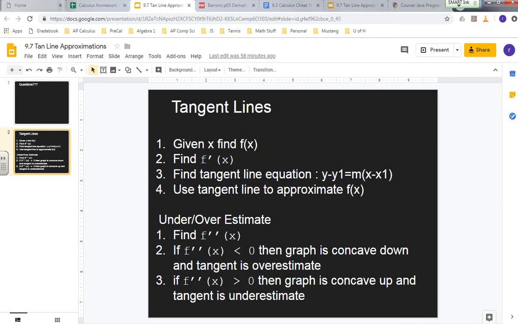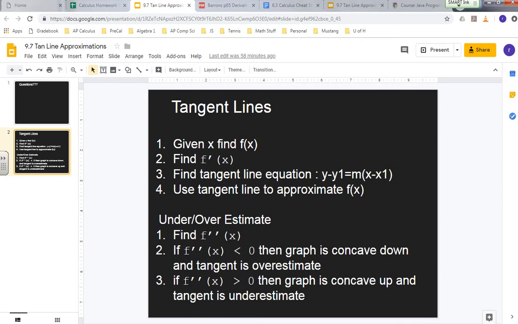The part that may be a little new for you is the idea of an overestimate or an underestimate. So that's a typical AP question. Is your tangent line approximation an overestimate or underestimate? The process for that is you need to find f double prime. F double prime tells you what about a graph? Concavity. And so with f double prime, you can know is it concave down or concave up.